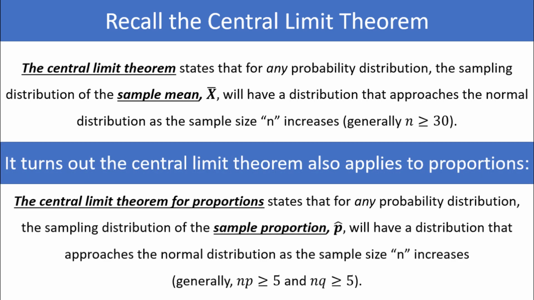The central limit theorem for proportions states that for any probability distribution, the sampling distribution of the sample proportion, p hat, will have a distribution that approaches the normal distribution as the sample size, n, increases. Generally, we say that n times p and n times q should be at least 5, although some texts say that these values should be at least 10 or 15.